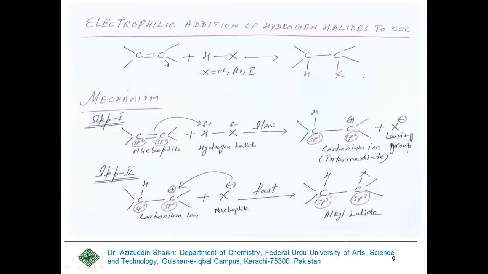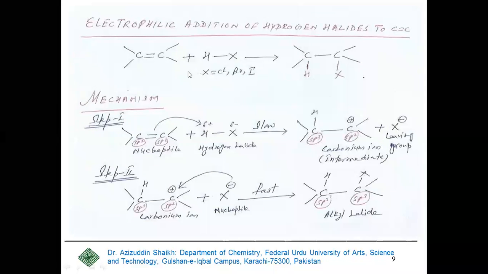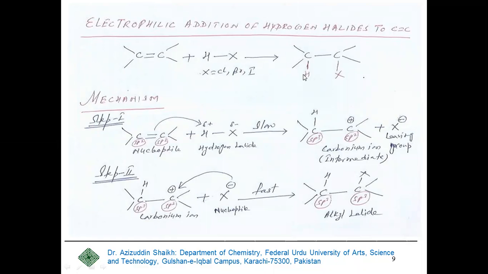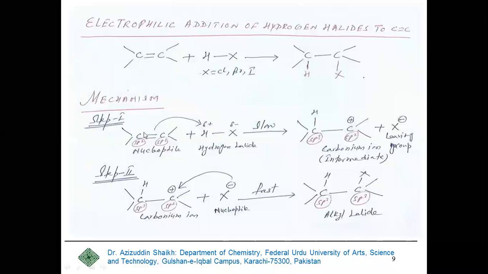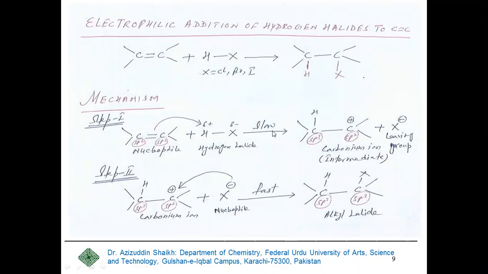This is the reaction, very simple reaction. On the paper, X is equal to chloride, bromide and iodide. Simple. On one side, hydrogen is added and on another side, X is added. What is the mechanism? The mechanism consists of two steps, step 1 and step 2. Step 1 is slow, step 2 is fast. It means the slow step is the rate determining step.